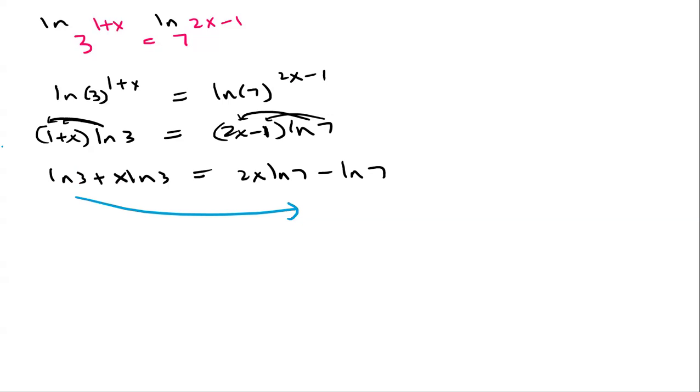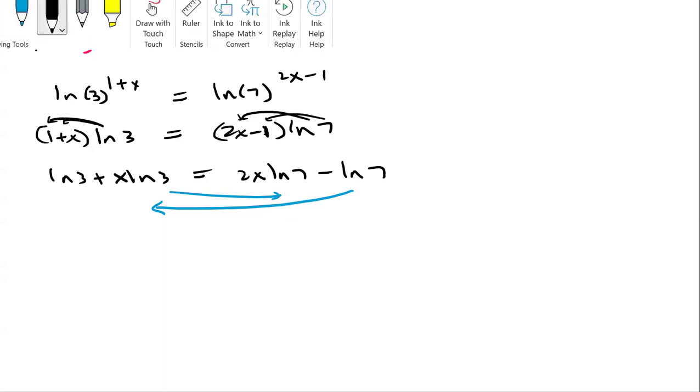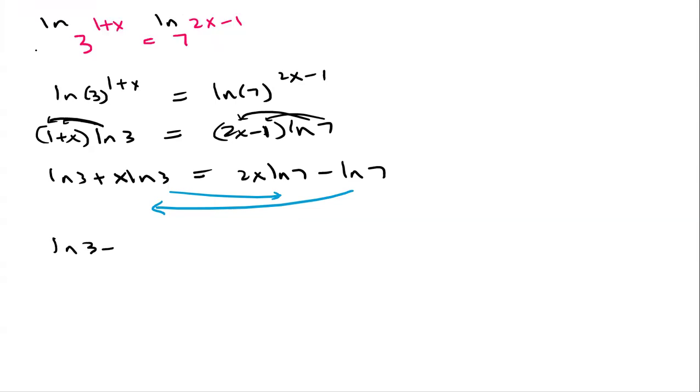Actually, let's go the other way. So I'm going to move the ln of 7 to the left, and then move the x ln of 3 to the right. Okay. So this will give us ln of 3 plus ln of 7, and then 2x ln of 7 minus x ln of 3. Okay. All right.